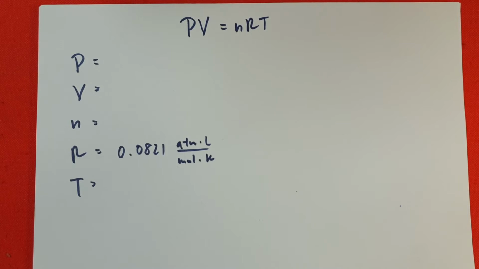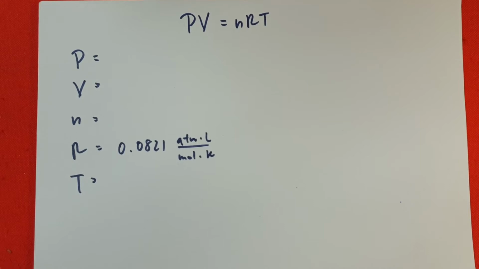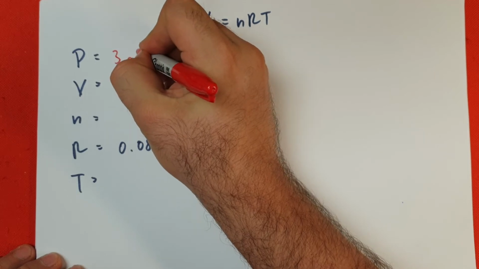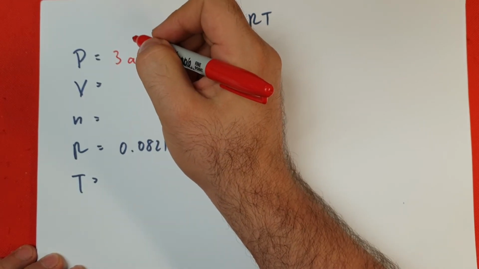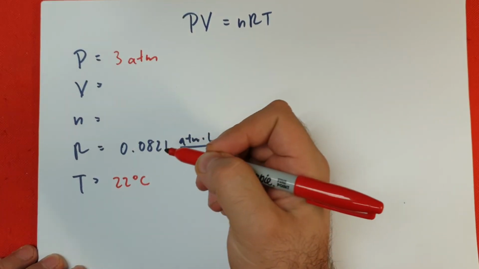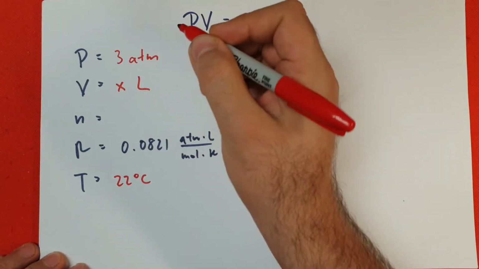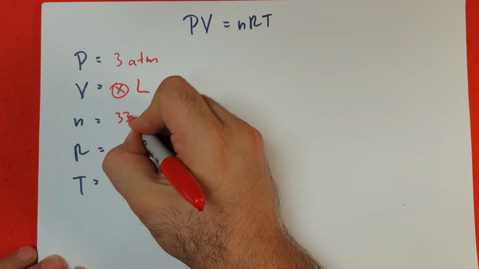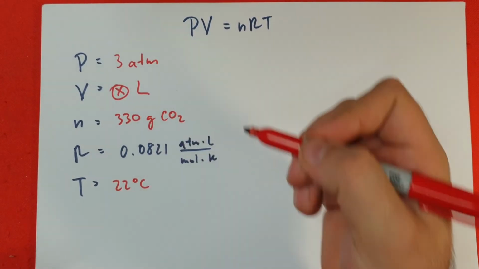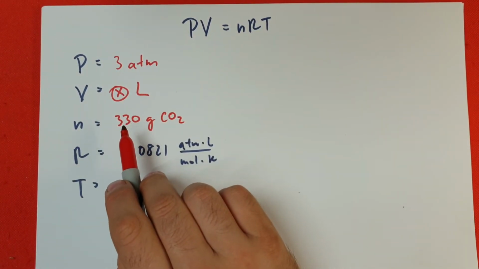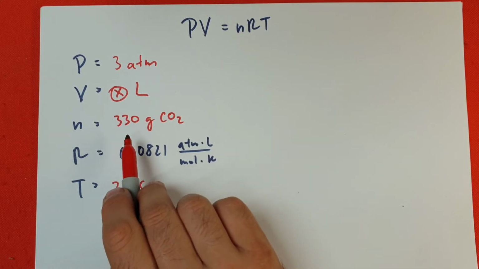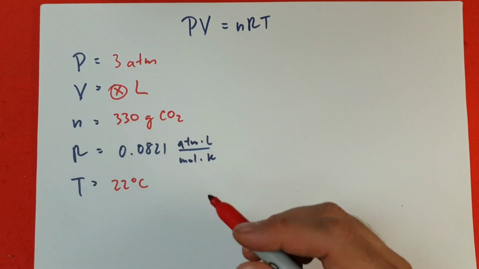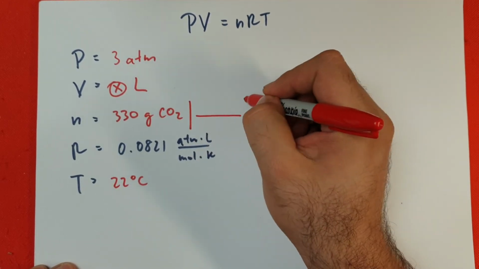So it says, calculate the volume of a tank that stores 330 grams of carbon dioxide at 3 atmospheres and 22 degrees Celsius. And volume is going to be given in liters. This is what we're being asked. How much volume will we need for 330 grams of carbon dioxide? So why am I putting the 330 grams of carbon dioxide? I'm putting it here because from this, we can get the number of moles, and then it's just solving the problem, okay? So we're going to do a conversion factor here.